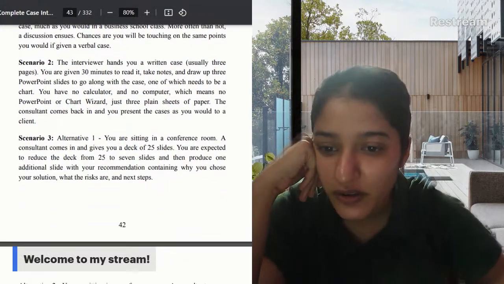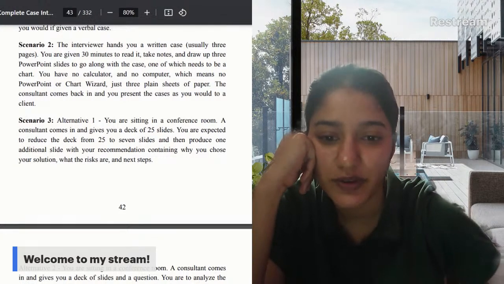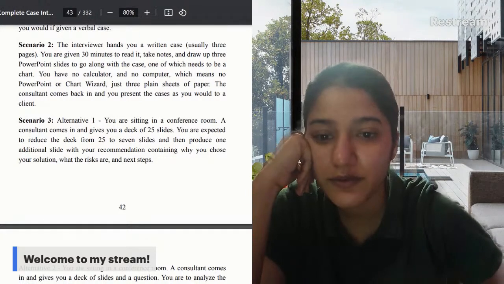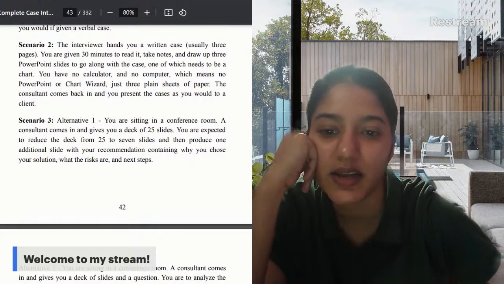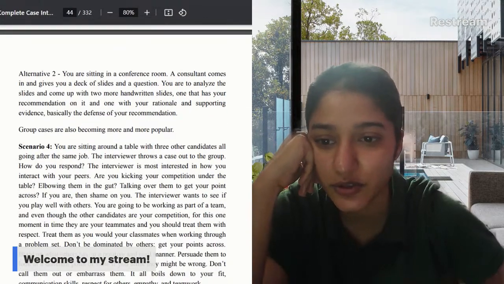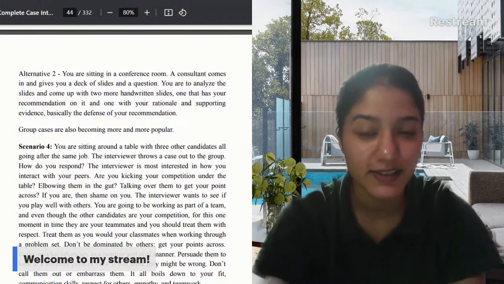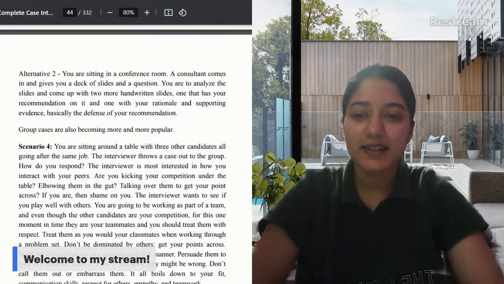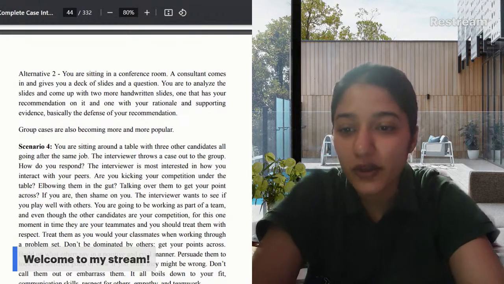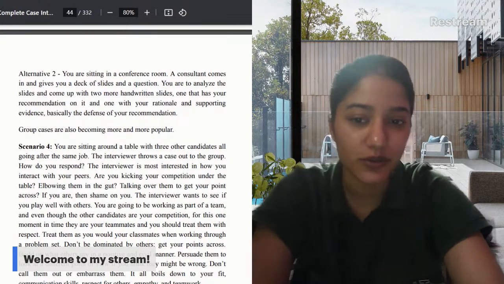Scenario 3, Alternative 1. You're sitting in a conference room, a consultant comes in and gives you a deck of 25 slides. You're expected to reduce the deck from 25 to 7 slides and then produce one additional slide with the recommendation, containing why you chose your solution, what the risks are, and next steps. Alternative 2. You're sitting in a conference room, a consultant comes in and gives you a deck of slides and a question. You are to analyze the slides and come up with 2 more handwritten slides, one that has a recommendation on it and one that has your rationale and supporting evidence, basically the defense of your recommendation.